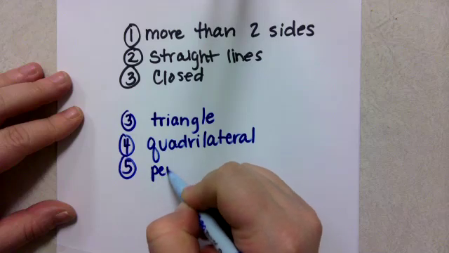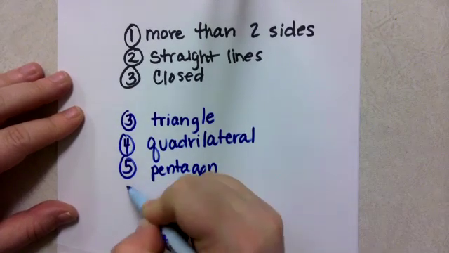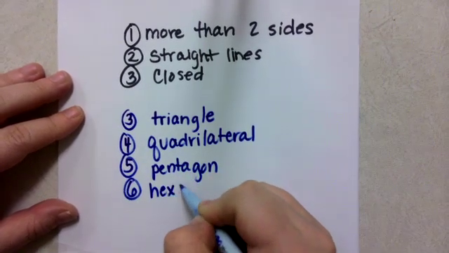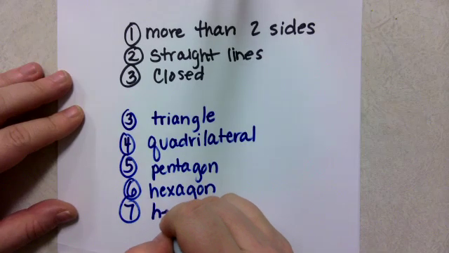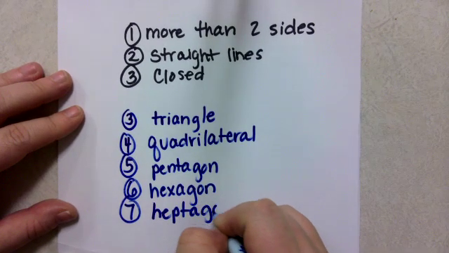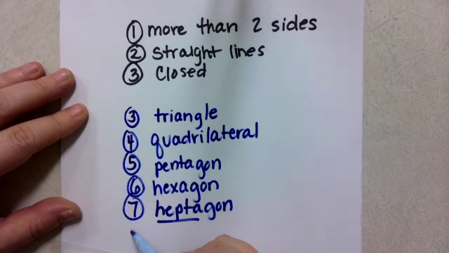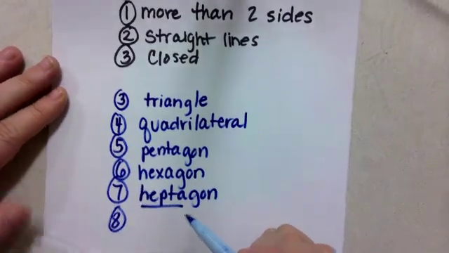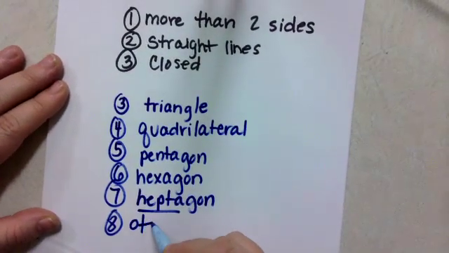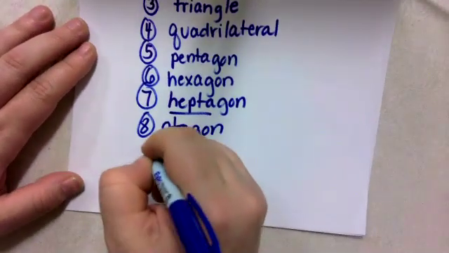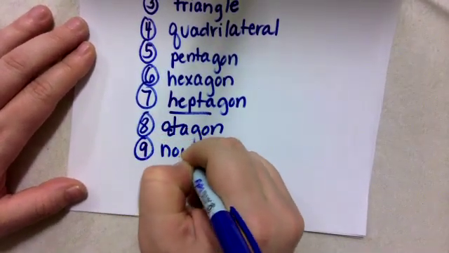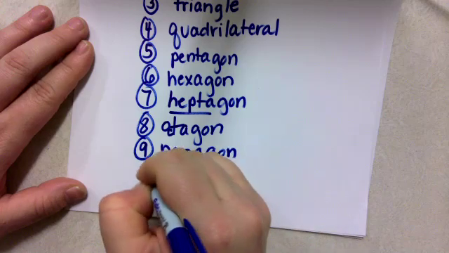5-sided shape is a pentagon. 6-sided shape is a hexagon. 7-sided shape is a heptagon. That might be new to them. Heptagon. 8-sided shape, just like an eight-armed animal, octagon, O-C-T-A-G-O-N, like an octopus. Octagon is an 8-sided or 8-angled figure. 9 is a nonagon, and 10 is a decagon.